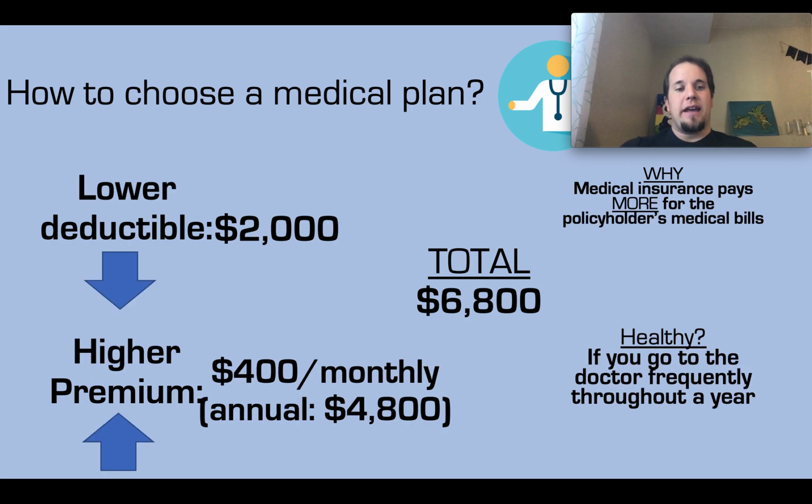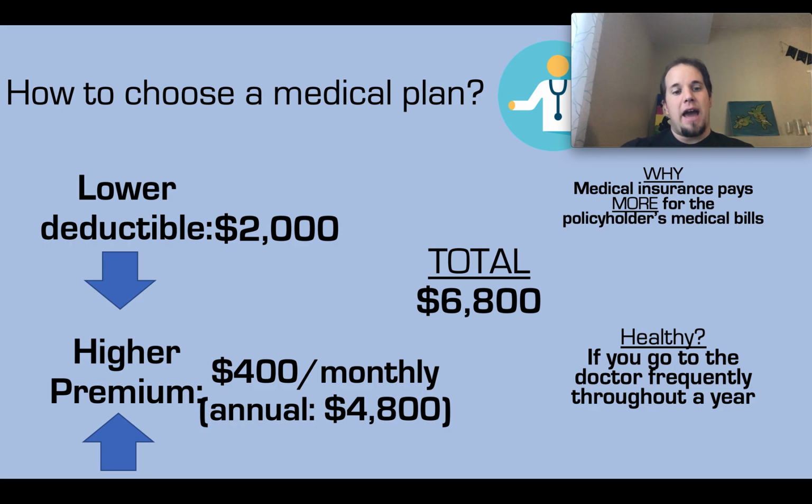The other plan is having a lower deductible and a higher premium. And if you go to the doctor frequently, or if you have a family and you have several children, it would make sense to have a lower deductible because you're going to be going to the doctor more often. We have here a higher premium of $400, which would annually be $4,800. So our total amount after the deductible and the premium would be $6,800.